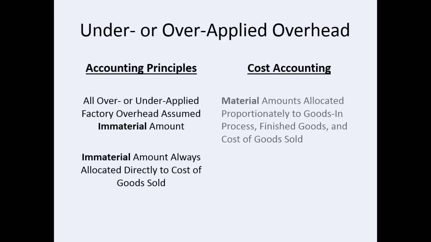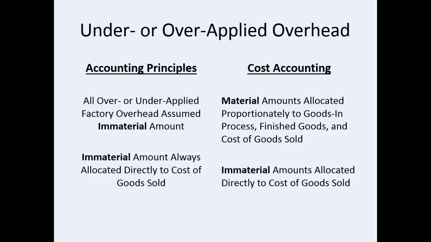Now, how you learn this depends on where you are in your degree path. In accounting principles, it's usually introduced with the assumption that all amounts are immaterial, and the rule is if it's immaterial, it's always allocated directly to cost of goods sold. You either debit it or credit it, depending on if it's over or under. In cost accounting, you follow the true rules. If it's a material amount, and that's judgmental based on the company, it will be allocated proportionately to goods in process, finished goods, and cost of goods sold. But again, if it's thought to be immaterial, it all goes to cost of goods sold. And that's your introduction to cost flows for manufacturers.